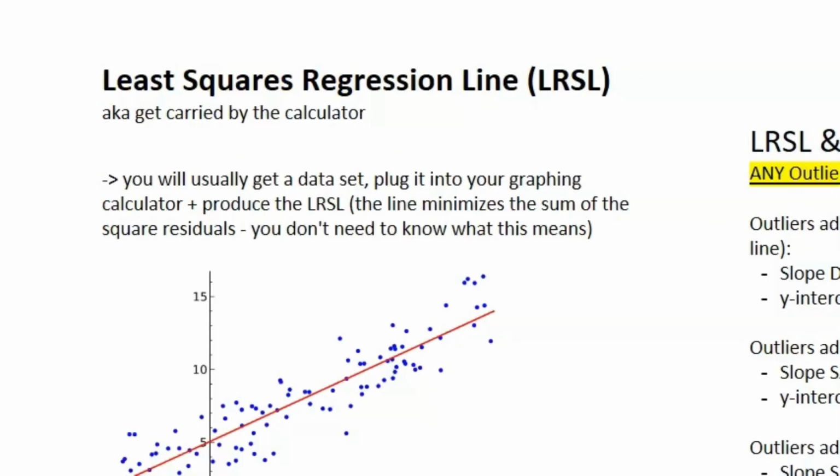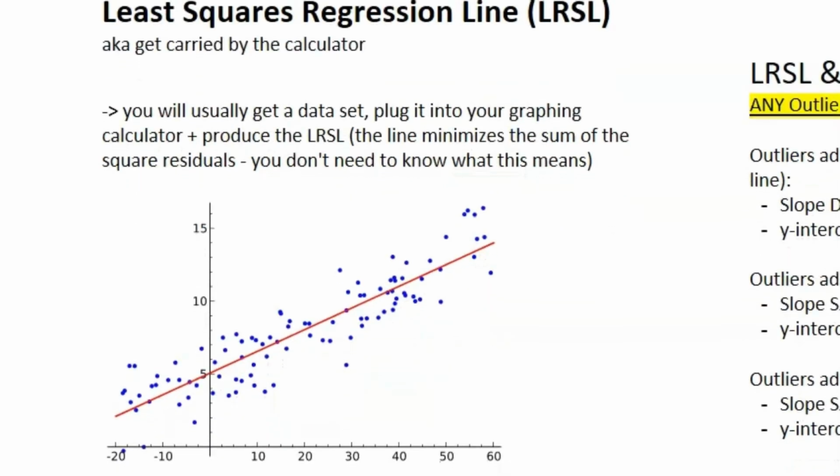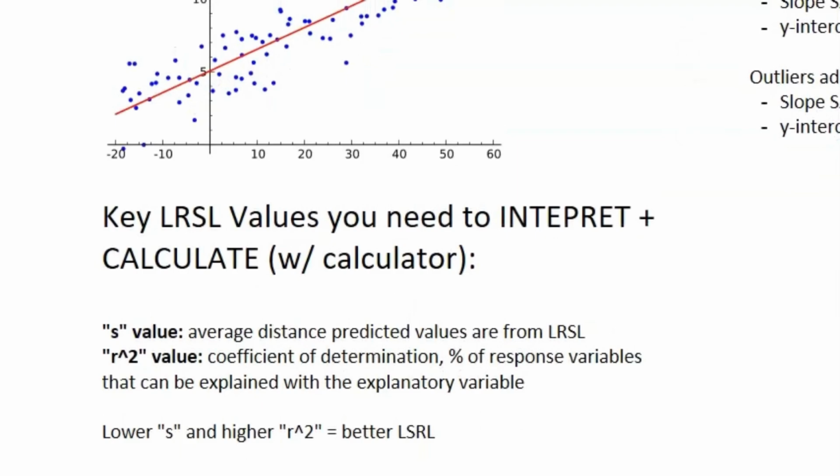And now let's talk about the least squares regression line. So basically you'll get a big data set and plug it into your graphing calculator, and then you can use the calculator function to produce the least squares regression line. It's the line that minimizes the sum of the squared residuals. You don't need to know what that means, but basically it's pretty much a best fit line, sort of. The key things you need to know are that you can also find these values with your calculator. The S value is the average distance the predicted values are away from the LSR. And your R squared value is the coefficient of determination. That's the percent of your response variable that can be explained by the explanatory variable. And for an optimal least squares regression line, you want as low an S value as possible and as high an R squared value as possible.